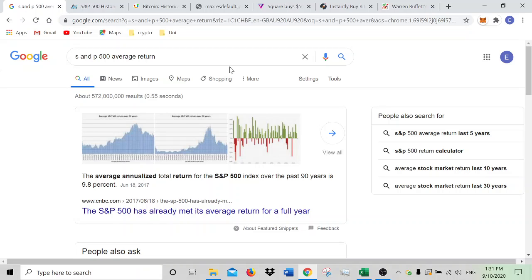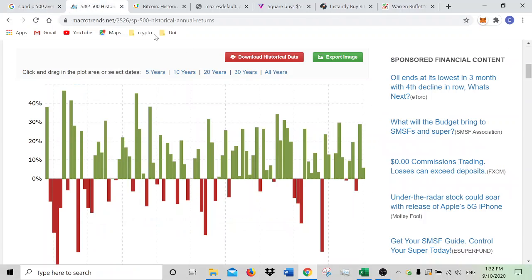Today I'm making a video on how to become wealthy using investing and dollar cost averaging, which I believe is the most important tool to become wealthy if you're an investor. If we look at the S&P 500, the average return over the last 90 years has been around 9.8%. That's pretty good. There are obviously ups and downs, but overall the markets do tend to trend up.